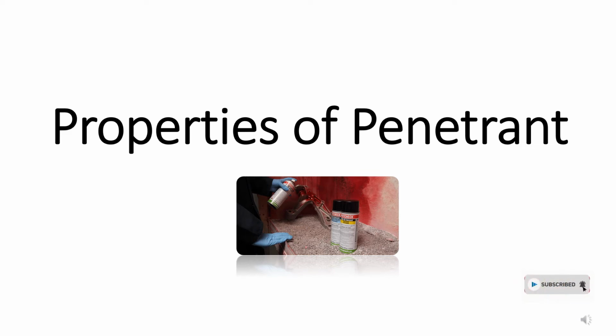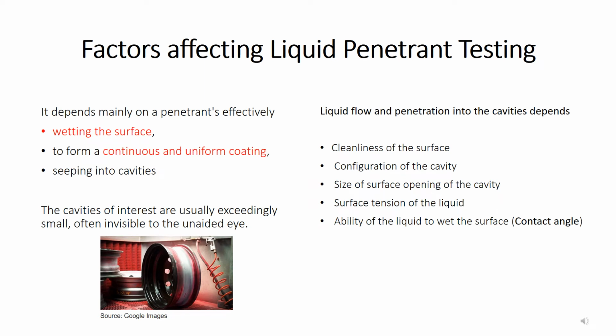In this video, we will study the properties a penetrant must possess for the effective inspection of the work. The cavities, the flaws, or the cracks which we have to inspect are very small in size, and those are often invisible to the unaided human eye, and we cannot see those cracks or flaws with our naked eye.